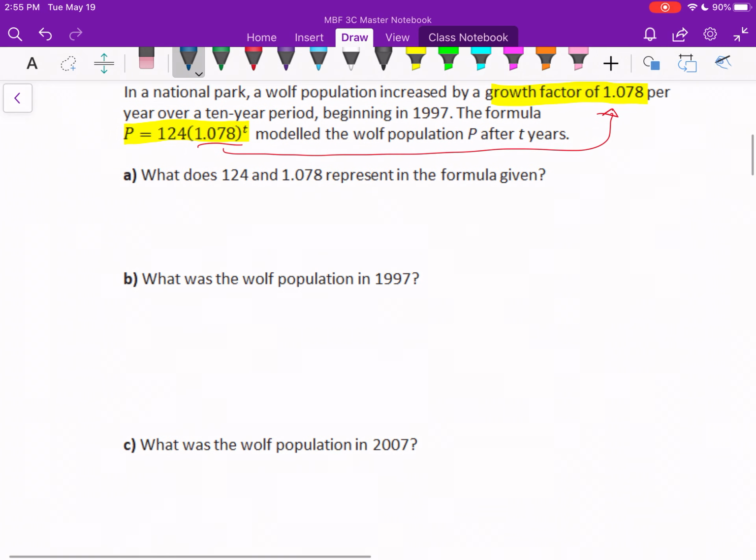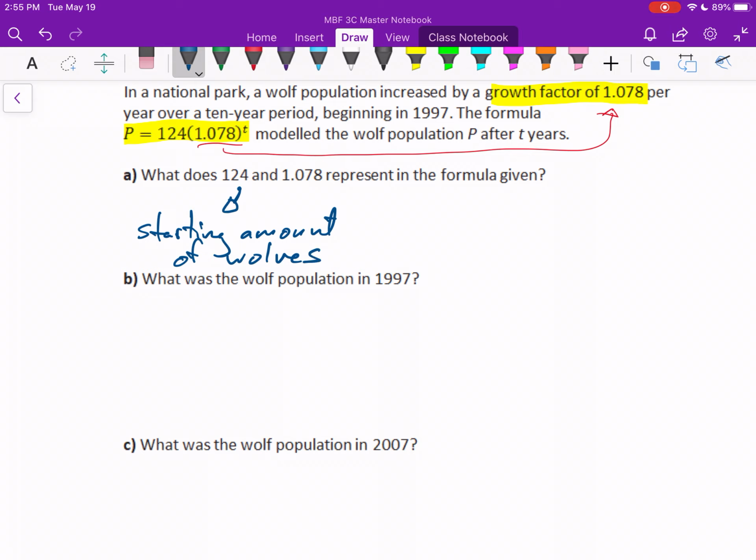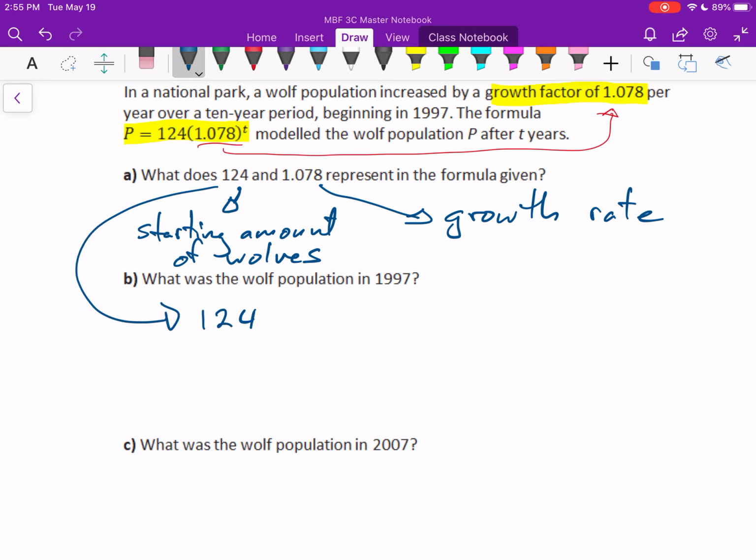So the initial value, in this case, is the initial number of wolves, the starting amount of wolves, or to put it in a more usual way, the number of wolves that there were when they started was 124. And then this is our growth rate. I know it's growth because 1.078 is greater than 1. It's not a lot bigger than 1, but it's greater than 1. So that means that the number of wolves is going to go up over time. What was the wolf population in 1997? Well, it was 124. It's the starting amount, because we were starting in 1997, right? 1997 was when this one started.